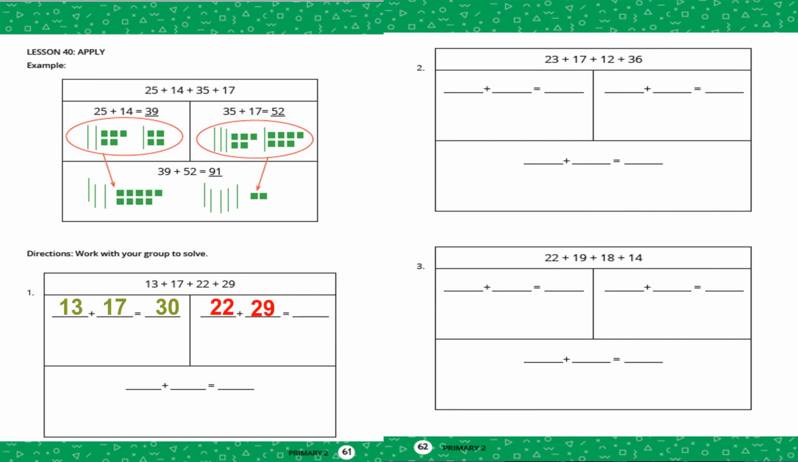Then we will put 22 plus 29. 2 plus 9, after 9, 10, 11. We will put 1 and carry up 1 in tens. 1 plus 2 equals 3. 3 plus 2 equals 5. 51.